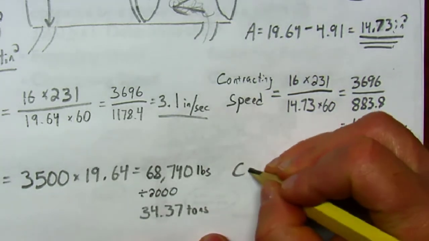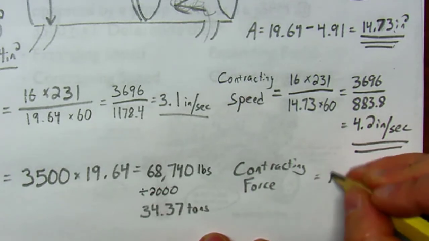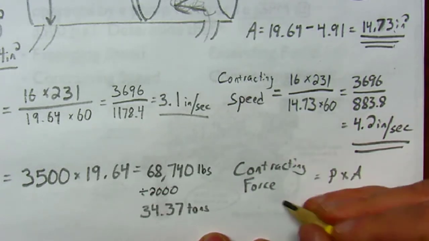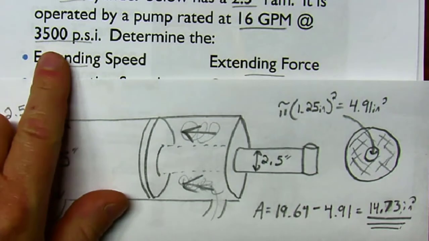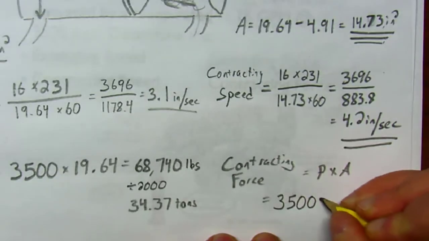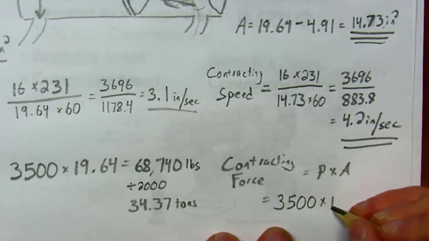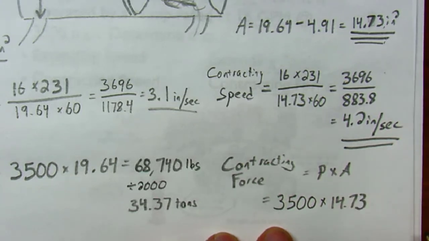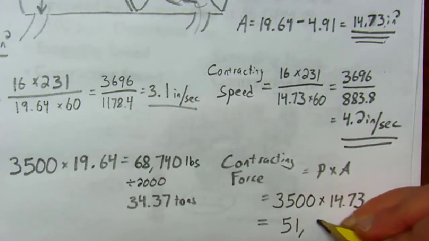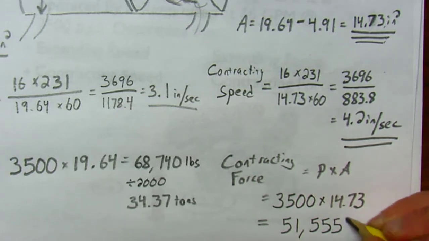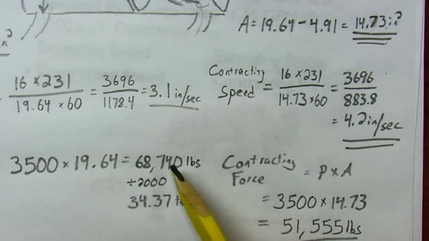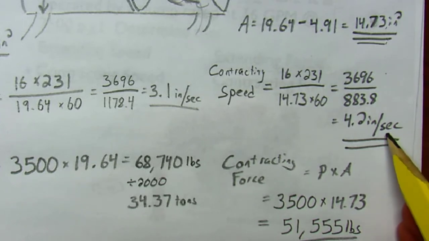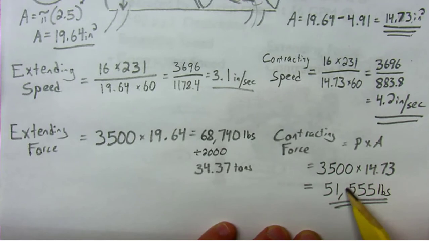So our contracting force is, of course, pressure times area, and so that's going to be the same 3,500 psi we had from the same pump, 3,500 psi, times our smaller area of just 14.73 square inches, 51,555 pounds, which, again, no surprise, that's less force than when it was extending. We had almost 69,000 pounds. Now we're down to 51,000 pounds. So exactly what we said. It'll contract faster, but with less force.